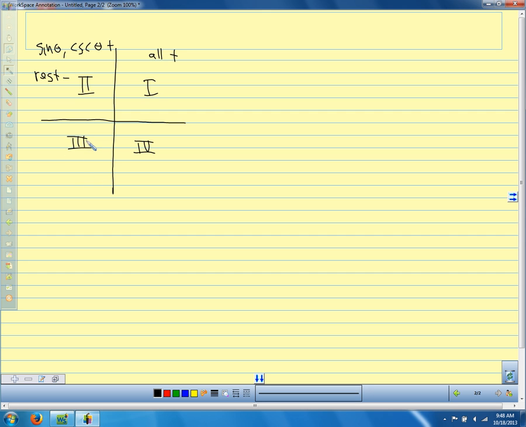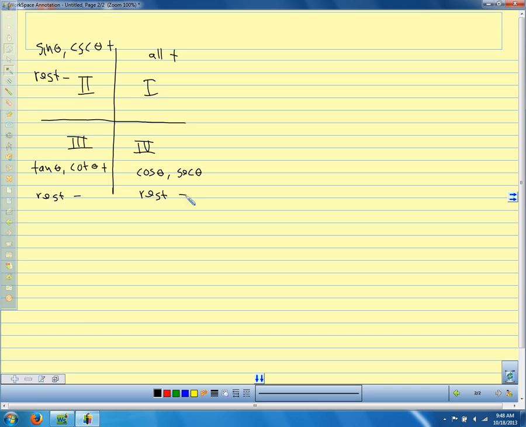In the third quadrant, both x and y are negative. So what does that leave for our positive trig functions? Tangent theta and cotangent theta are going to be positive, and all the rest are negative. And then finally, in the fourth quadrant, we have the x-coordinate positive. So which functions are going to be positive? Cosine and secant theta, and the rest are negative.